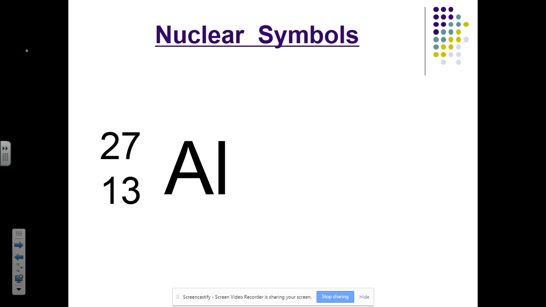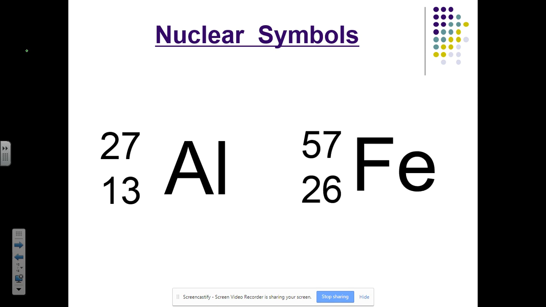Okay, so I will tell you over and over and over again throughout the year, chemists are lazy, so we try to make things as simple as possible. So when we are using nuclear symbols, you're going to see that because we put the mass on the top and the atomic number on the bottom, it actually makes it quite easy to calculate the number of neutrons, because we know that neutrons would be the mass minus the atomic number.